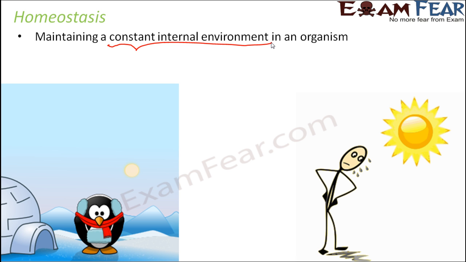So, how do we maintain that? We maintain that with the mechanisms which are present within our body. And that is an example of homeostasis. Now, homeostasis is not only about maintaining the body temperature, it talks about the entire internal environment, which includes temperature. So, temperature is just one parameter.